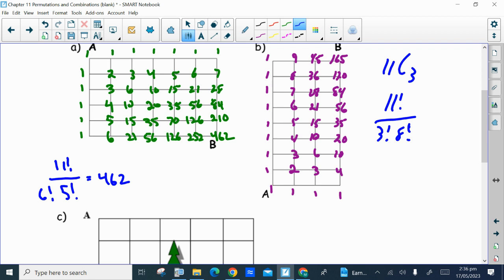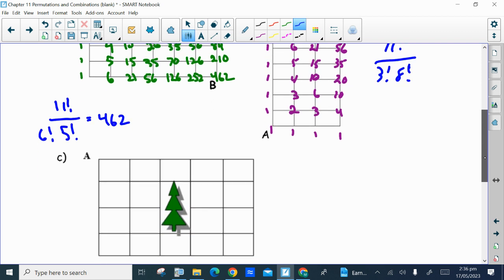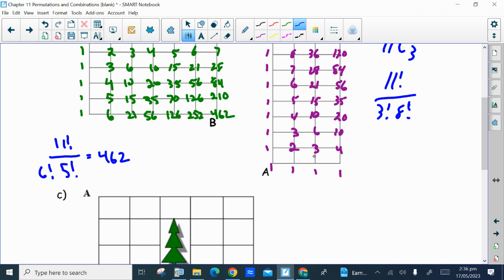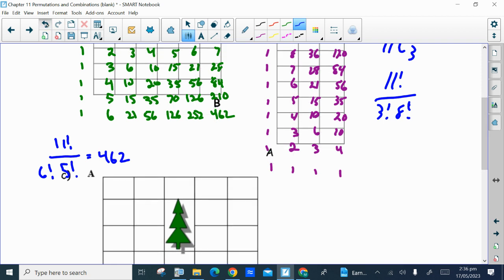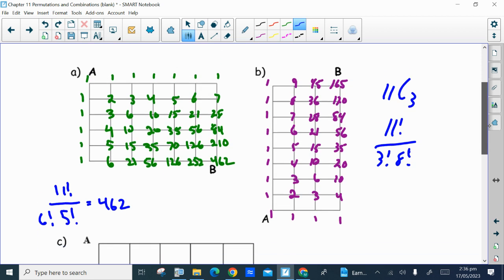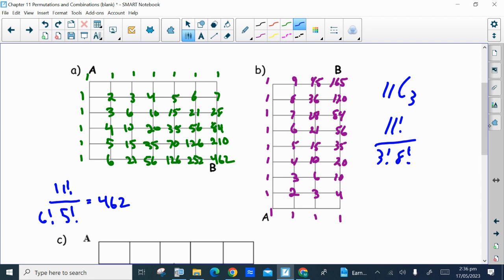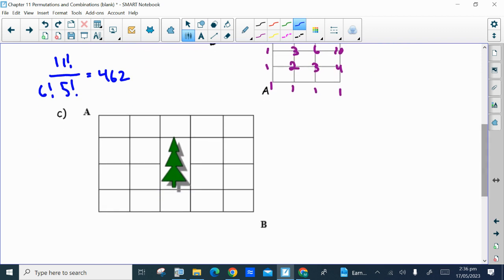Okay, so it can also be done using combinations, which will lead you to that factorial statement that you would get if you said 1, 2, 3 are the same direction south to north. 1, 2, 3, 4, 5, 6, 7, 8 are the same direction west to east. Okay, but when you get to one like C, where you've got that tree in the middle that the person has to go around, we have to use Pascal's triangle for this.